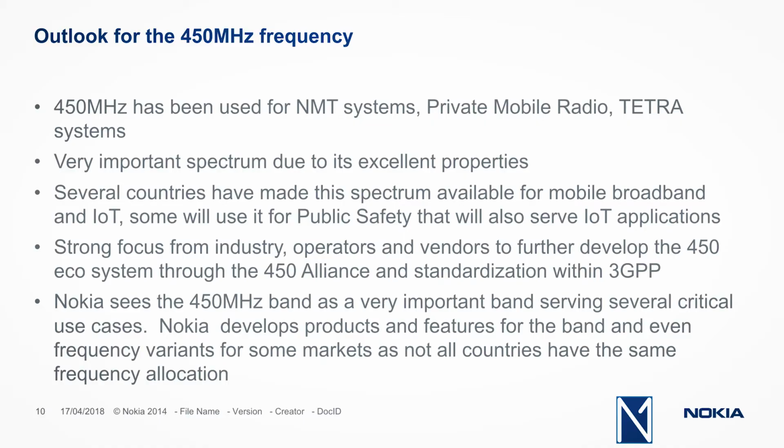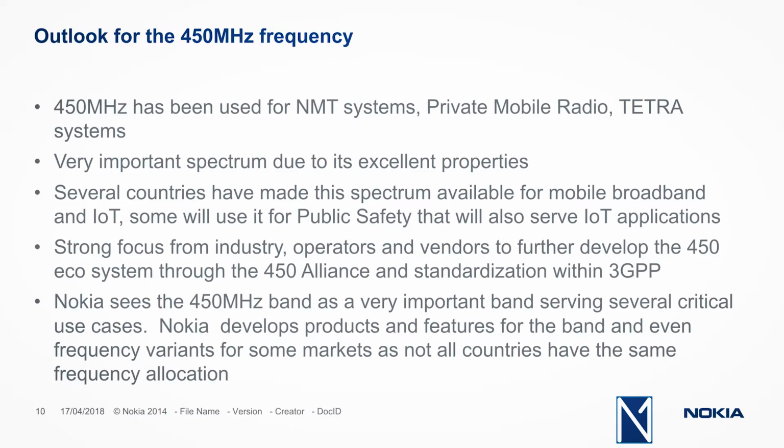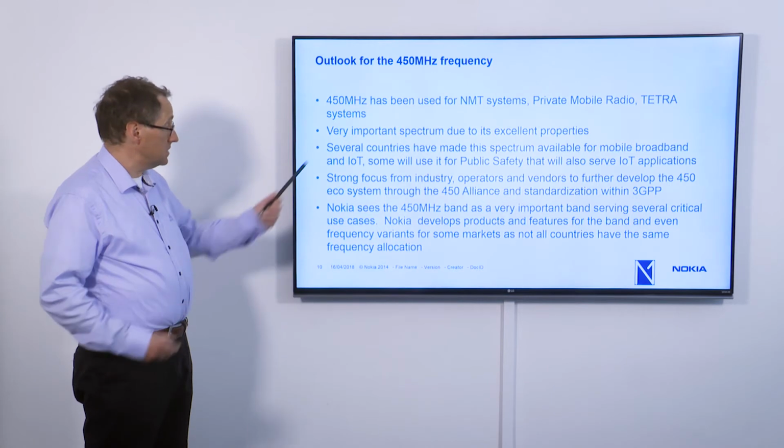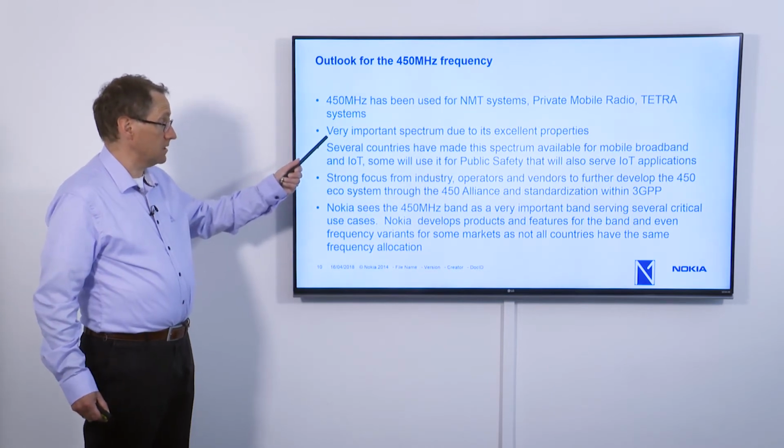So let's have a look at what's happening with the 450 MHz frequency, because that's where we started modern mobile communication. It started back in 1981, I think, with NMT. And it has been used for that. It has been used for private mobile radio and Tetra systems. And it's very popular. Many airports use it, many private companies, you have also municipalities are using it. So this is a very important spectrum due to its excellent properties.